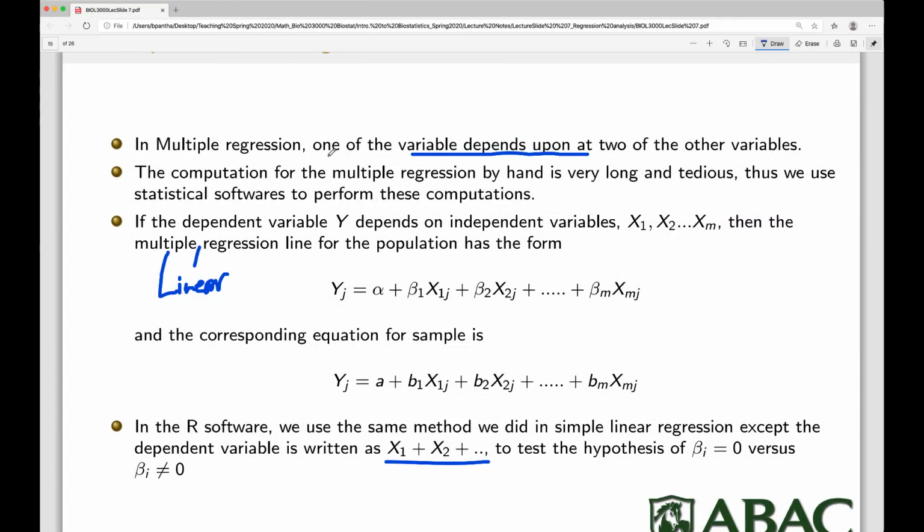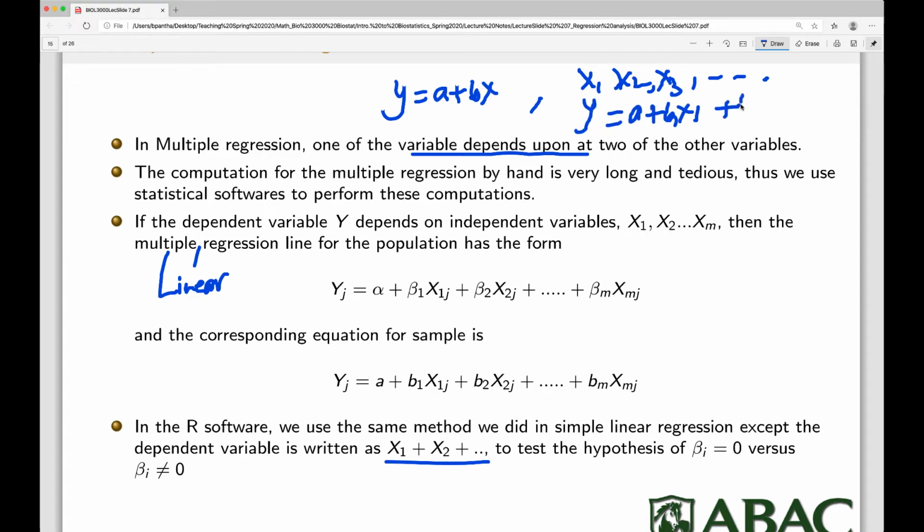So in multiple linear regression, there will be more than one independent variable, right? We used to have y equals a plus bx, right? Now we will have x1, x2, x3, and so on as the independent variables. So you will have y equals a plus b1 x1 plus b2 x2 plus and so on. This is what the new equation looks like, okay? The computation will be tedious, so we will show it in R, okay?